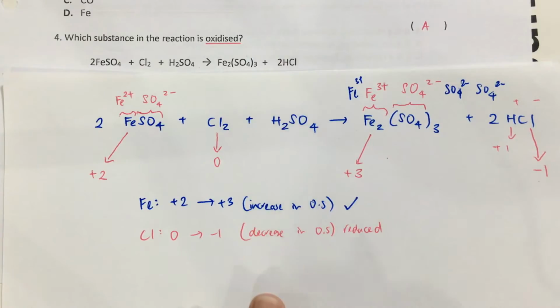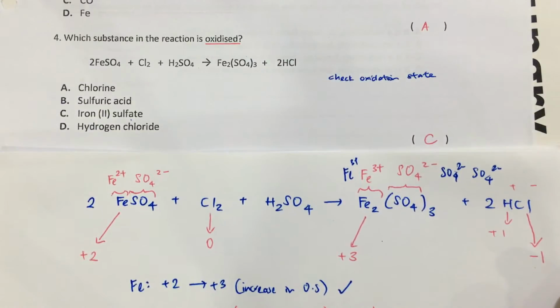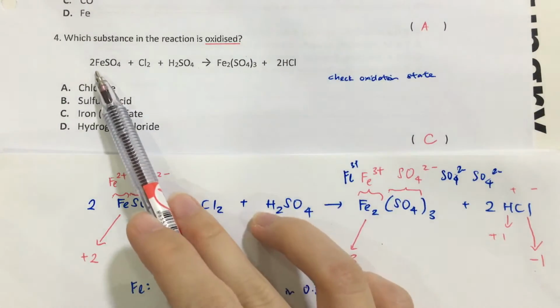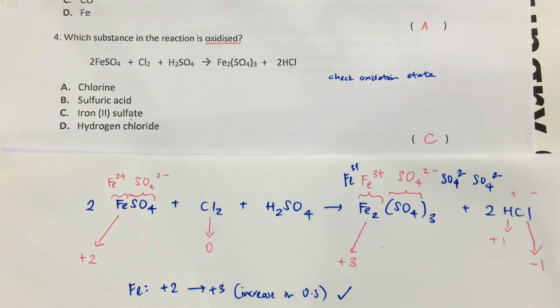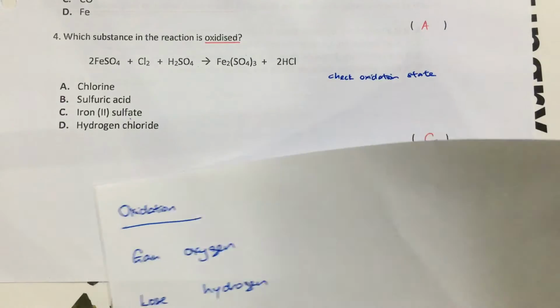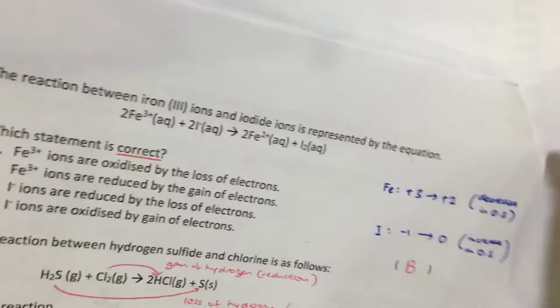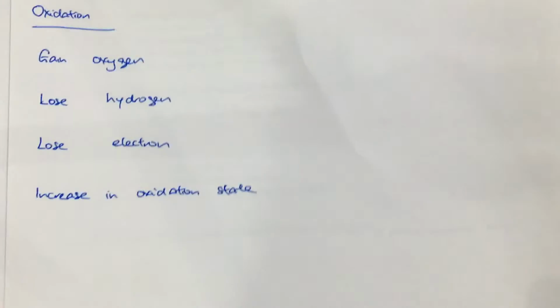So let's not waste any more time and look at the question for the answer. So the answer is iron 2 sulfate. So the answer is C. Okay, next one.